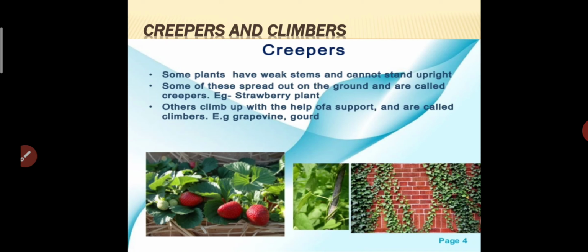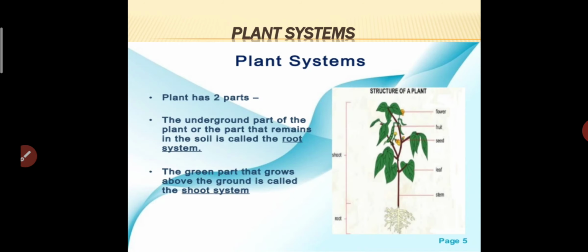And the next one is climbers. Others climb up with the help of a support. By the name we can understand that climbers climb over other things and grow. Our examples are grapevine and gourd. In this picture we can see these creepers and climbers. So what we studied in our first part is that plants are categorized into three categories: herbs, shrubs and trees. Herbs are very small plants, shrubs are medium sized plants, and trees are very tall ones.